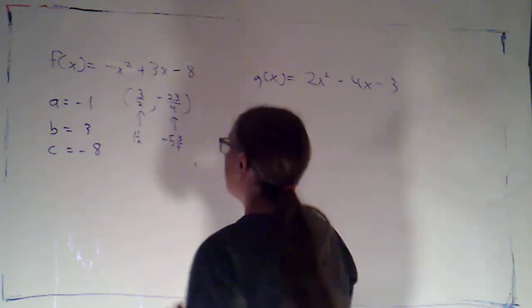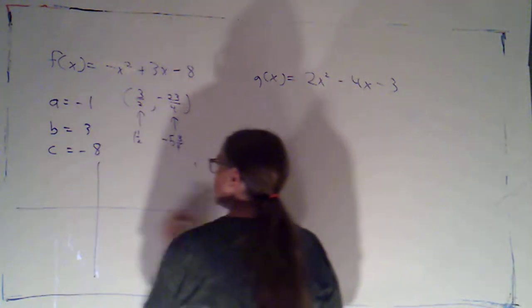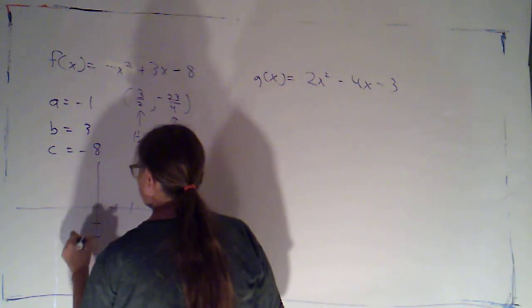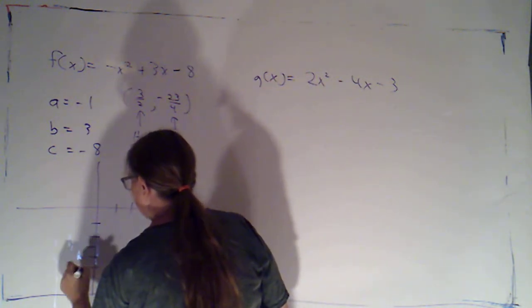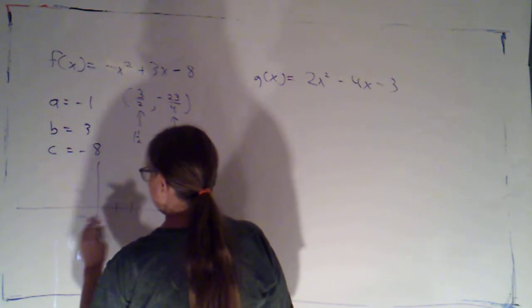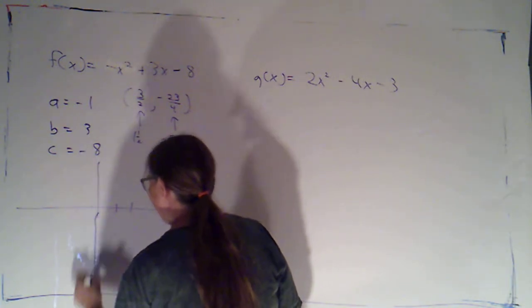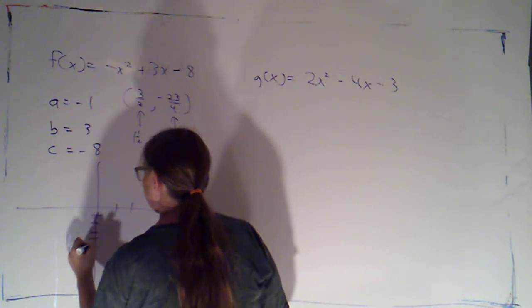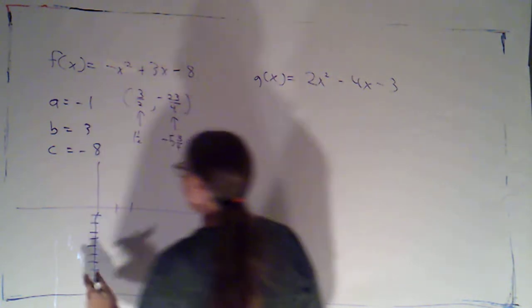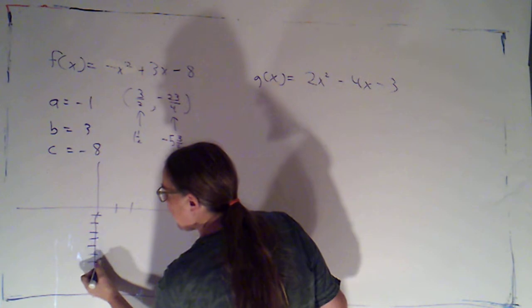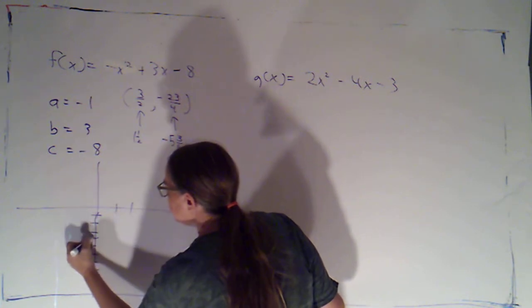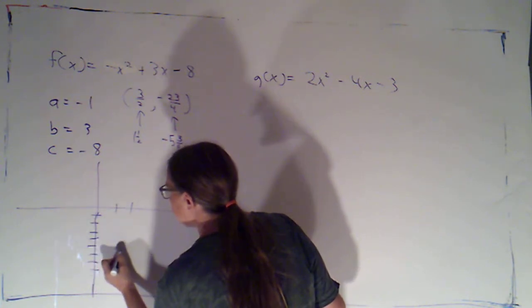Okay, I need a slightly smaller scale on my y-axis here. Okay, so there's 1.5. Let's see, 1, 2, 3, 4, 5, -5 3/4.